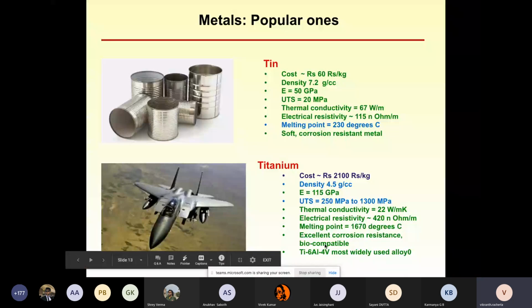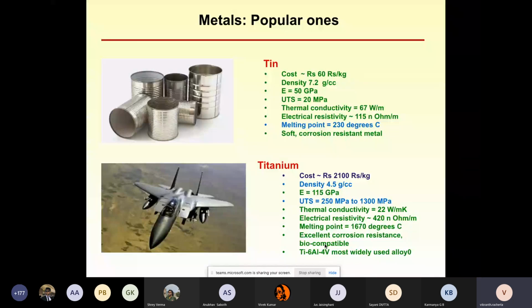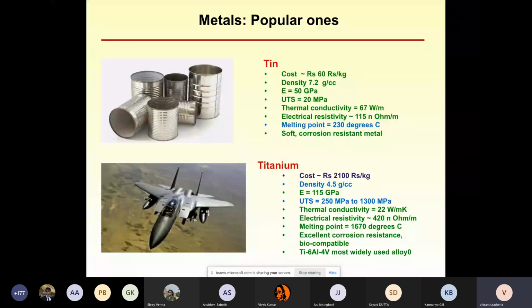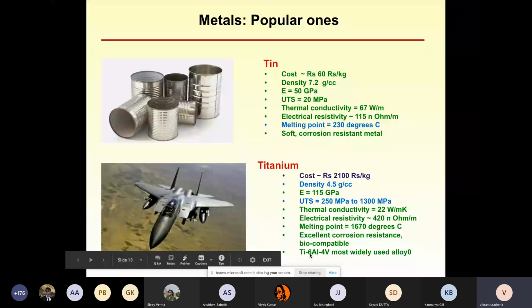So you can use them for making implants, and they are also used for making aerospace components. Okay, so in some applications like space applications, aerospace applications, biomedical implants, you don't think about the material cost. There are several other costs involved. So over there you use titanium, and the most widely used titanium alloy is this Ti6Al4V. Okay, this alloy composition is most widely used for titanium.